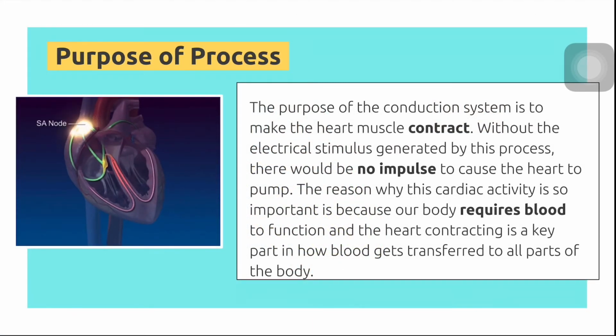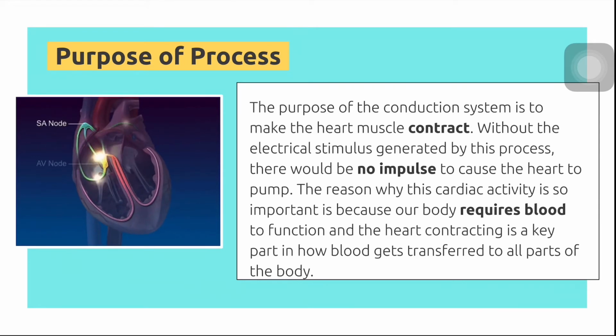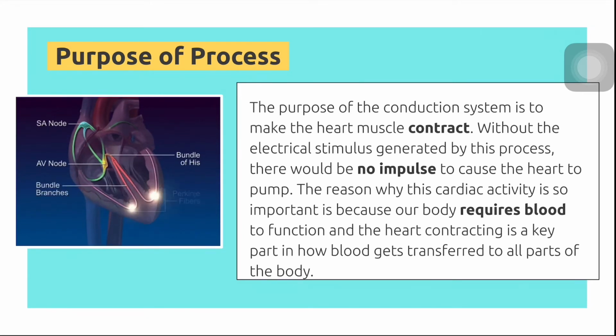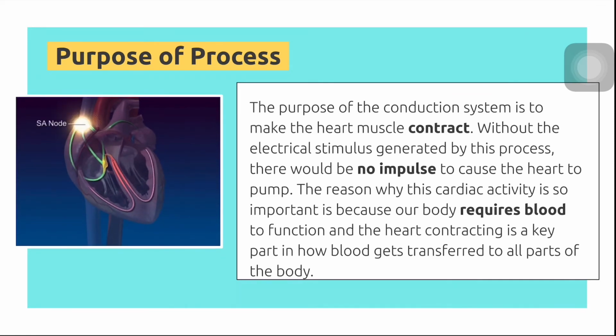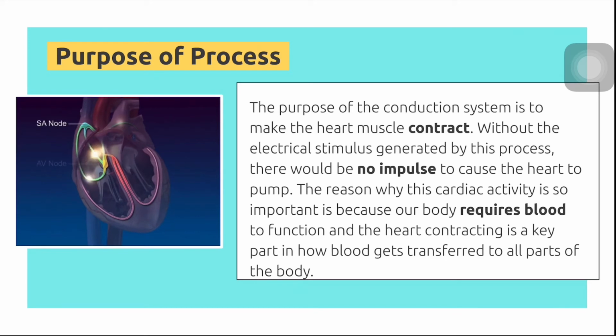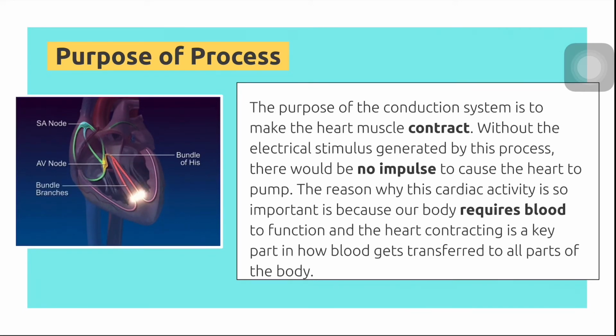The purpose of the conduction system is to make the heart muscle contract. Without the electrical stimulus generated by this process, there would be no impulse to cause the heart to pump. The reason this cardiac activity is so important is because our body requires blood to function, and the heart contracting is a key part in how blood gets transferred to all parts of the body.